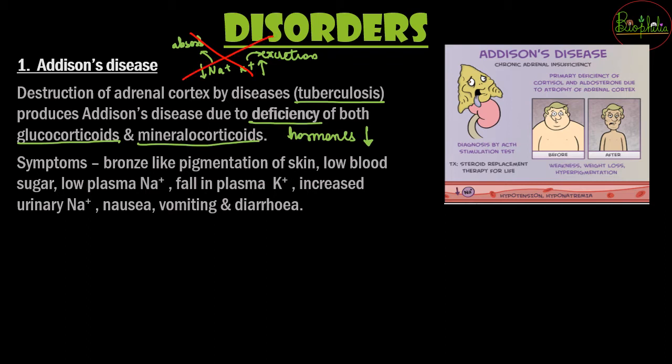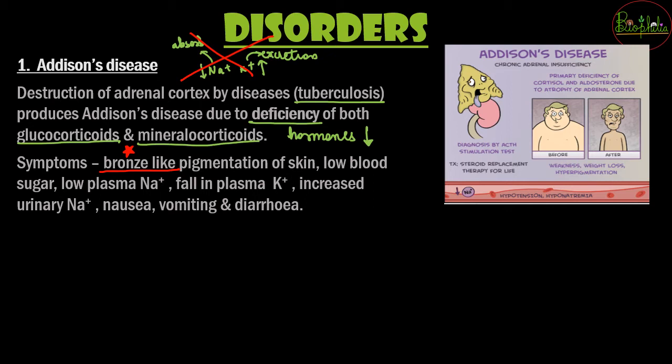And once this is not occurring, what will happen? There are going to be different symptoms that are going to be seen under the Addison's disease. So now you can understand that what symptoms are going to occur in the patient. So first of all, there will be bronze like pigmentation. So this is one of the important signs that you can understand about Addison's disease. So this is a major symptom that you can understand from the external appearance.